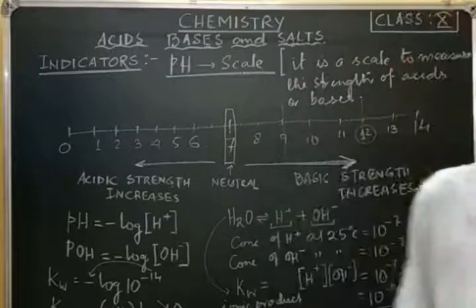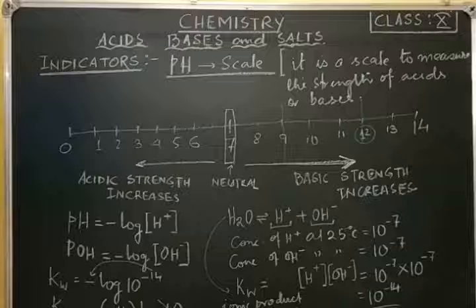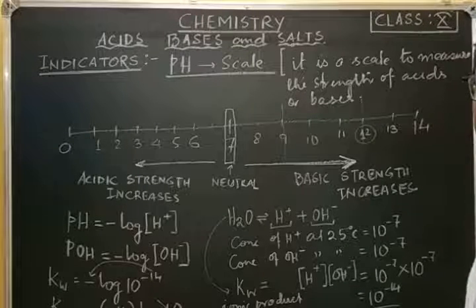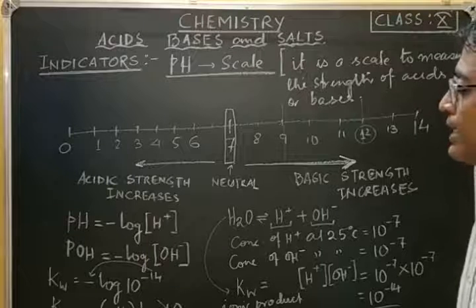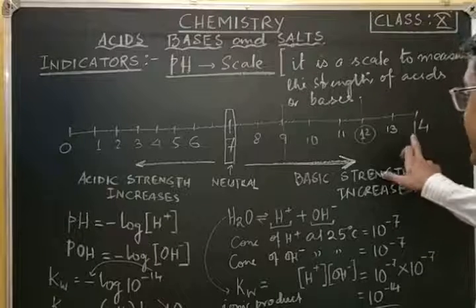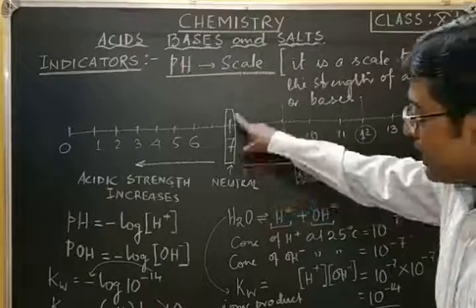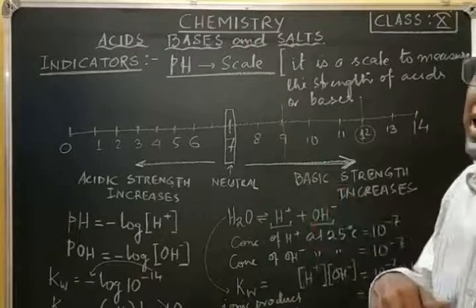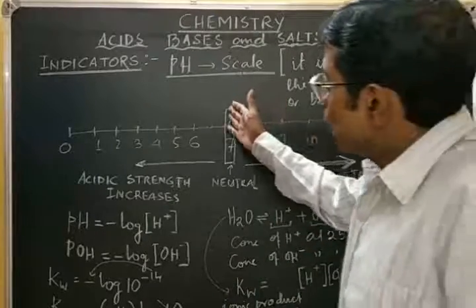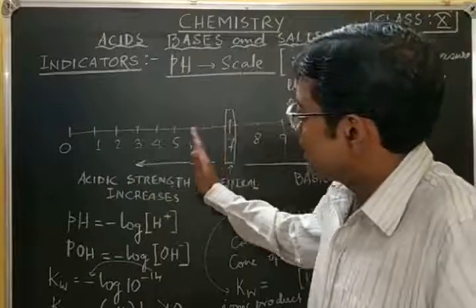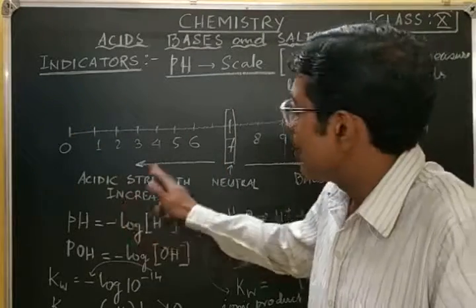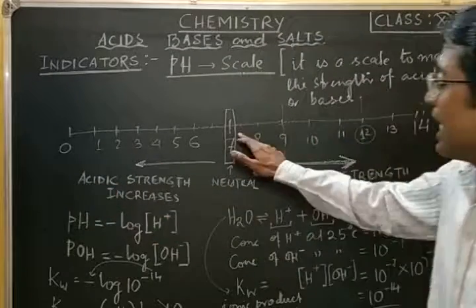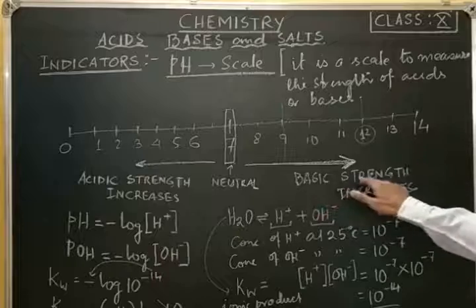To recap, what is pH? pH is a scale which tells you about the strength of acids and bases. This scale starts from 0 and ends at 14. At the midpoint, at the 7 mark, it is a neutral solution, neither acidic nor basic. That is water. As you go left from this 7 mark, the acidic strength increases. Remember, as you go left, the acidic strength increases, and as you go right, the basic strength increases.